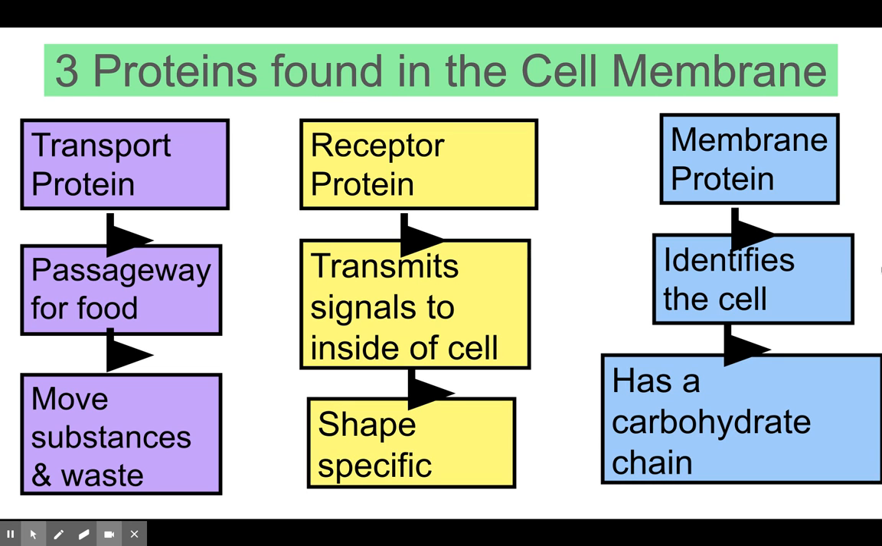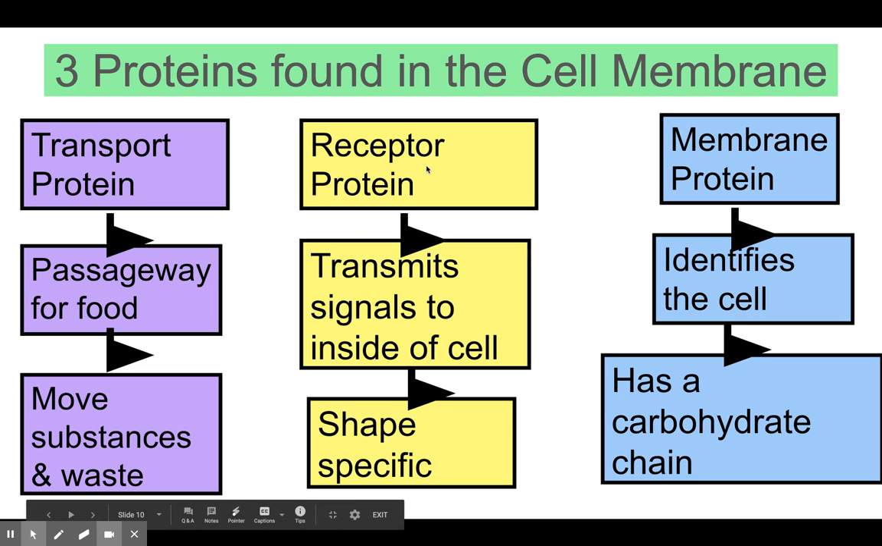Okay, so there are 3 types of proteins found in the cell membrane. There's a transport protein, a receptor protein, and a membrane protein. The transport protein is the passageway for food. It's exactly what it sounds like. It moves substances and wastes. So transport, think if you are a transporter, you move things. So the transport protein acts as a passageway for food, for things to move across.